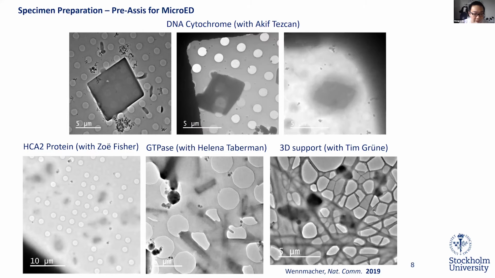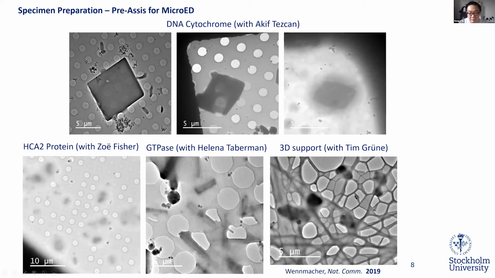And of course, we've been using this method in a lot of our experiments. As you can see in these cases, from just a small portion of a grid square, we can get many, many crystals that are suitable for micro-ED data collection. So from each crystal, we can get one set of micro-ED data.